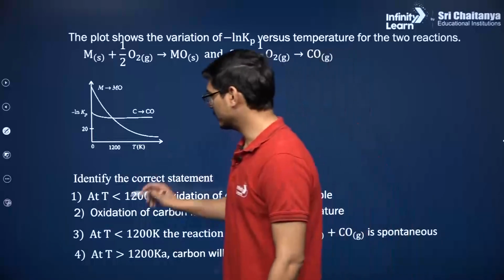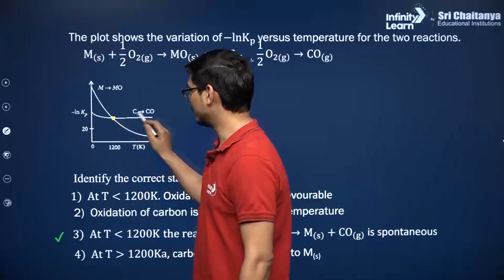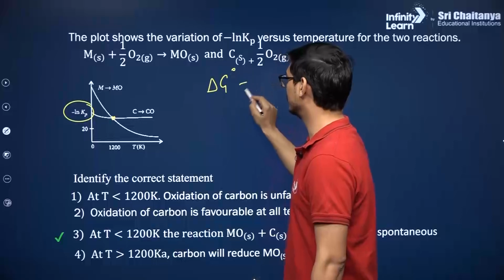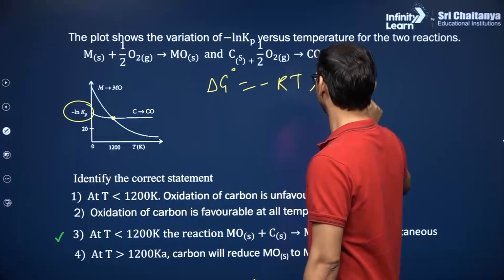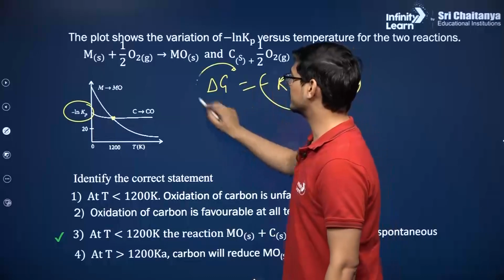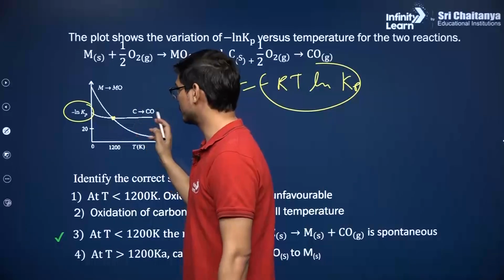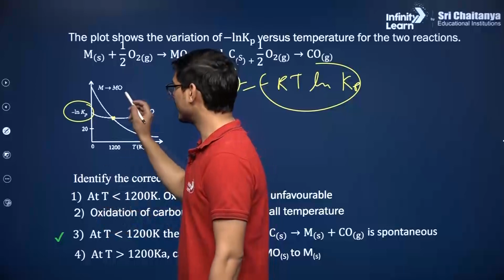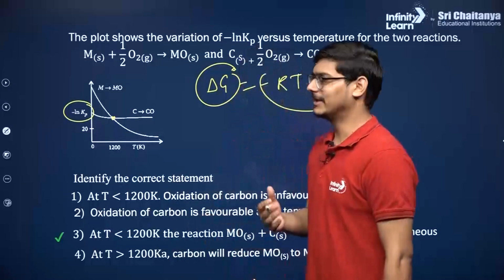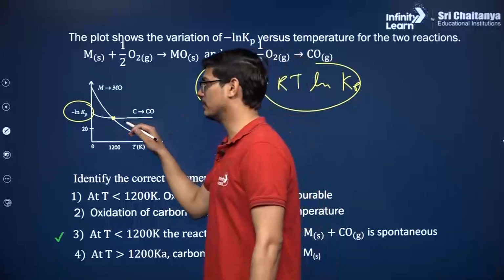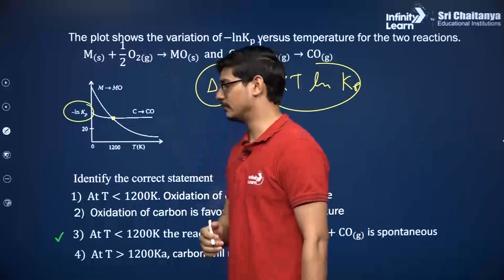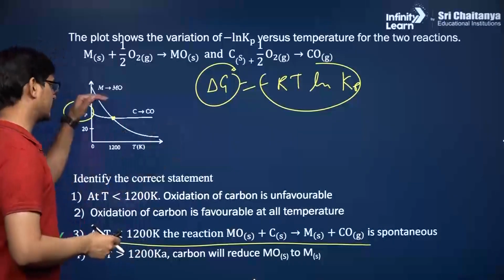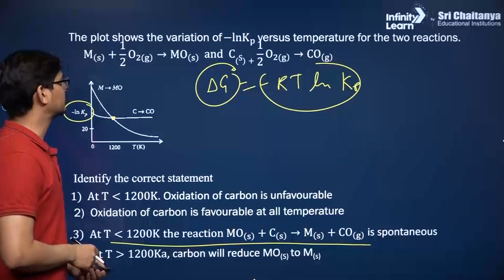Here, you can observe that below 1200 Kelvin, the graph of carbon lies below, right? It has lower value of minus lnKp. So do you guys remember that standard Gibbs energy is minus RT lnKp, right? So if minus lnKp is lower, Gibbs energy is also lower. That means the Gibbs energy for the formation of carbon monoxide is more negative as compared to the Gibbs energy for the formation of metal oxide, which clearly means that carbon can reduce the metal oxide, right? So in the Ellingham diagram also, we discussed that any substance can reduce all substances lying above it in the Ellingham diagram. So here the correct option is third, right? At temperature below 1200, my reducing agent carbon lies below the metal. So yes, it can facilitate the reduction process.